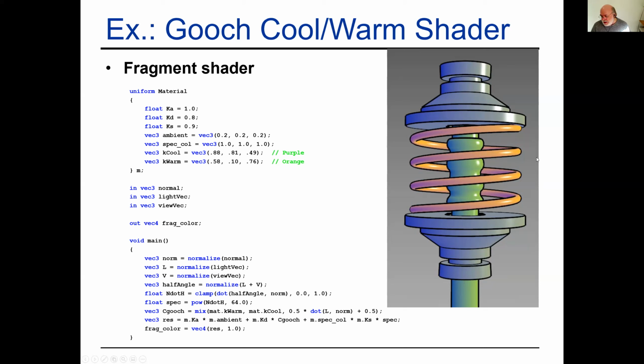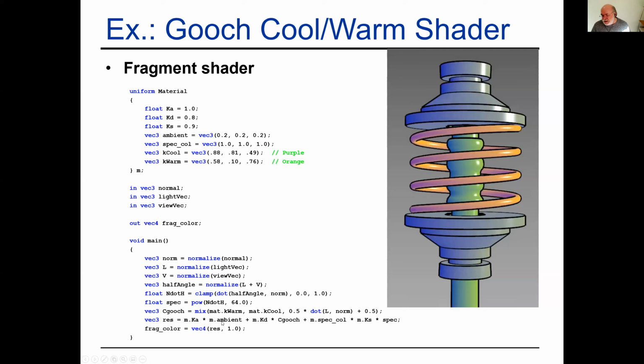So, a fairly narrow highlight. And then we compute that mixture between the warm and the cool color by simply taking the dot product here, which is between minus 1 and 1, and mapping it to the range 0 to 1 by multiplying it by 1/2 and adding 1/2 to it, right? And so instead of the diffuse color, you interpolate between those two. And then you do the standard Phong model here, right?